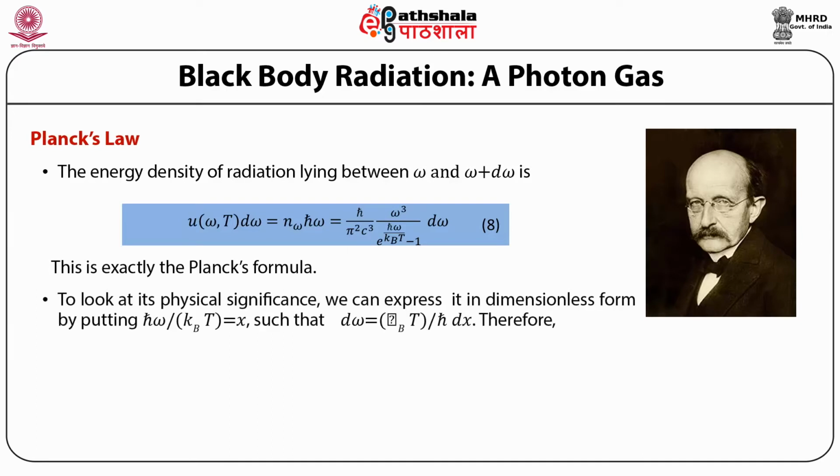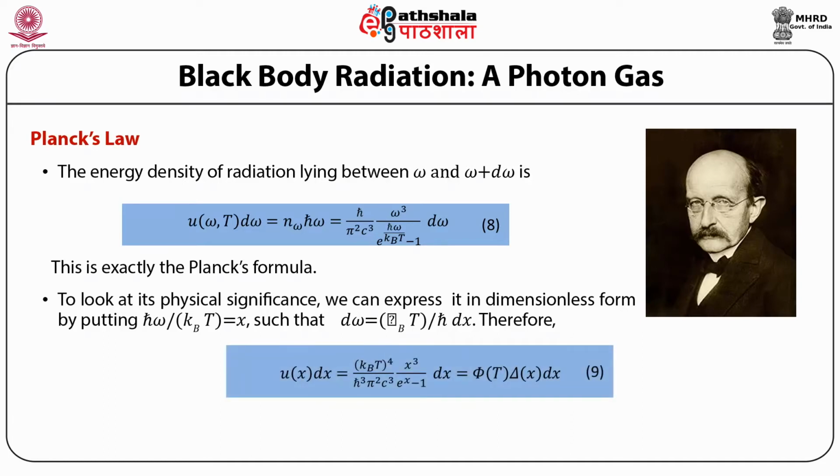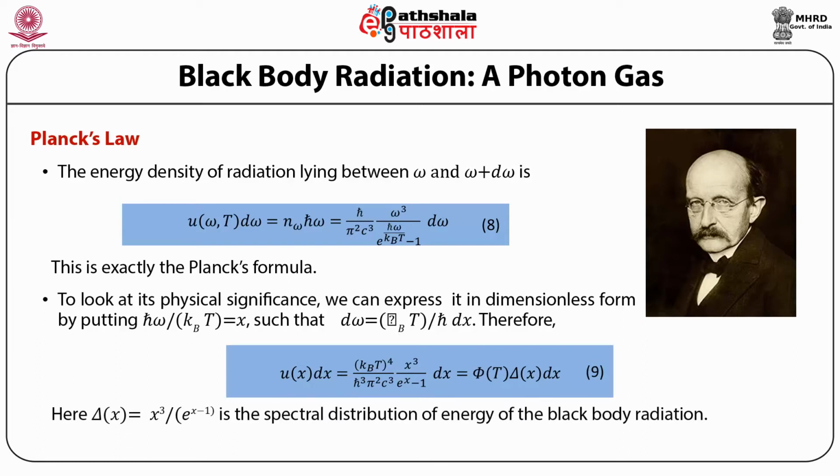To look at its physical significance, we can express it in dimensionless form by putting h bar omega by kBT equal to x, such that d omega is equal to kBT upon h bar into dx. Therefore, u(x) dx is equal to kBT raised to power 4 upon h bar cube pi square c cube into x raised to power 3 divided by e raised to power x minus 1, dx, which is a function phi of temperature and a function delta of x, where x is equal to h bar omega by kBT. Here, delta x is equal to x cube upon e raised to power x minus 1, the spectral distribution of energy of the blackbody radiation.